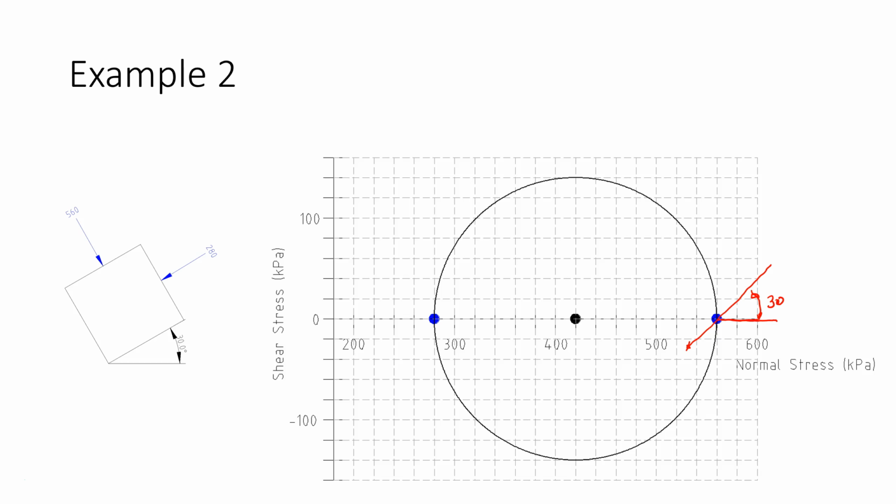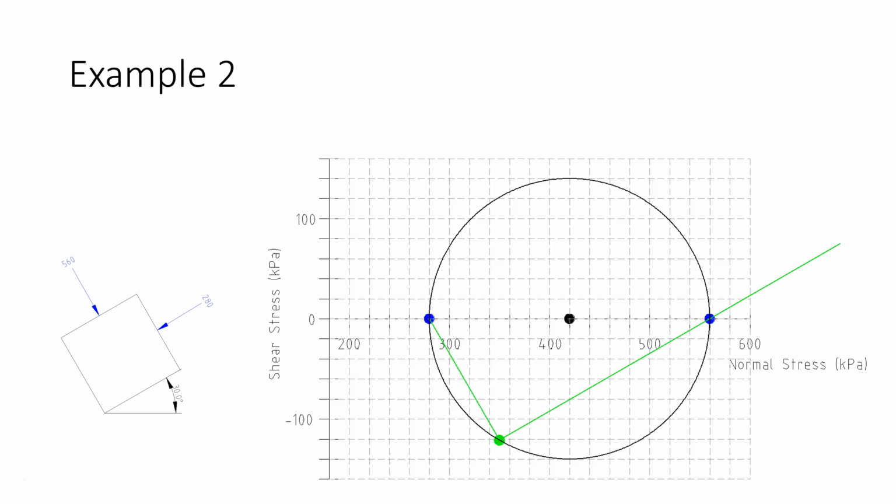I could do the same thing with the minor principal stress. I can look at a line oriented at 120 degrees from horizontal, and draw a line, extending it back until it intersects the Mohr circle. And again, I'll find the pole. When I do that, we now have the pole located here.